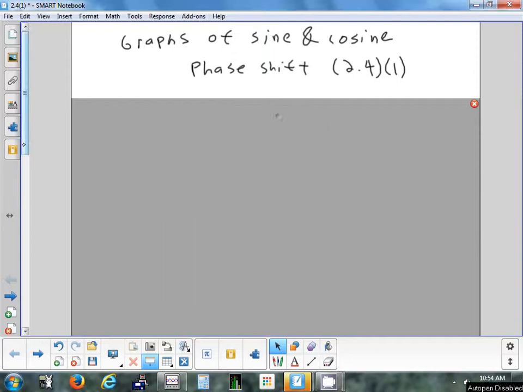Right, so this week we're going to take a look at graphing sine and cosine. We're not going to be graphing tangent, secant, cosecant, or any of the others. Okay, just sine and cosine.